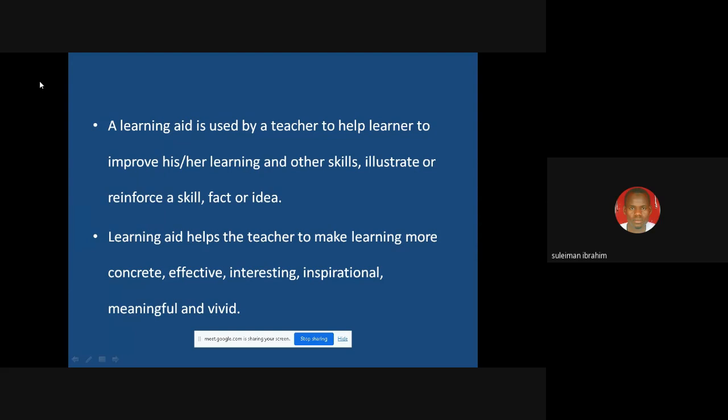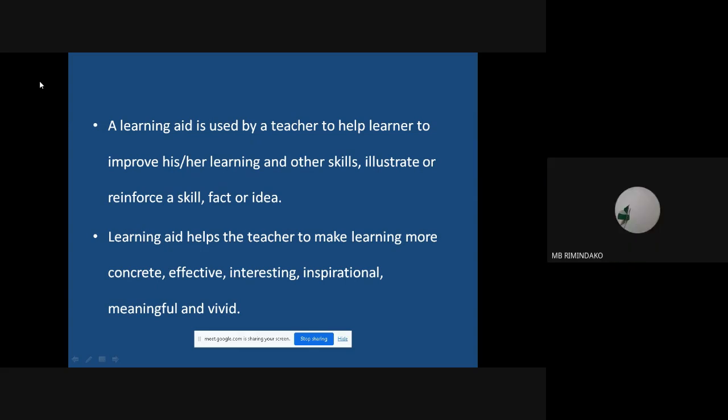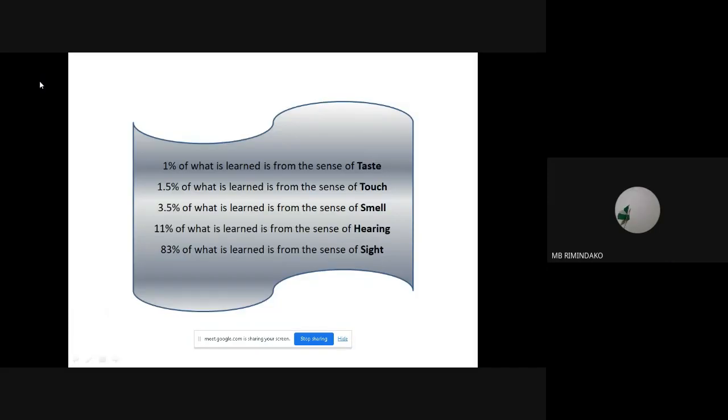One, a learning aid is used by a teacher to help the learner to improve his or her learning and other skills, illustrate or impose a skill, fact or idea. Two, a learning aid helps the teacher to make learning more concrete, effective, interesting, inspirational, meaningful, and vivid. So we can see that the learning aid helps the learner to retain the learned facts. In order to make learning more effective and interesting, we are using learning aids.